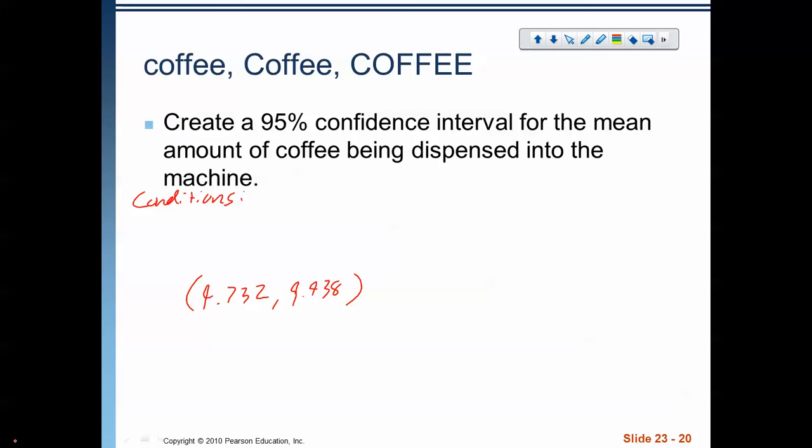On the AP exam, if you're asked a hypothesis test and then a confidence interval, it is okay to say, we met the conditions in a previous problem. We will conduct a 1 sample t interval.